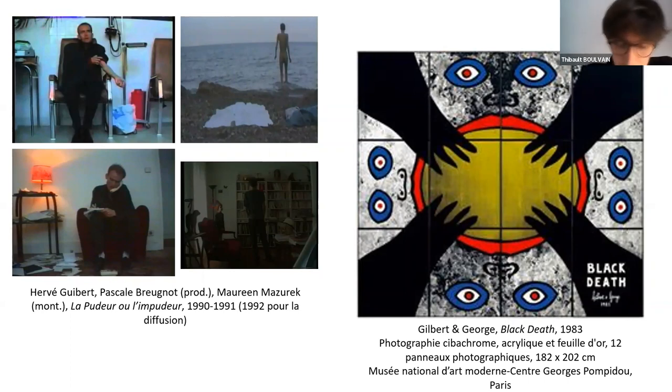I first encountered the image of the sick body of the writer and photographer Hervé Guibert, who filmed himself shortly before his death from AIDS in 1991. Then I encountered Black Death by Gilbert and George. The crisis of the contemporary body, the eruption of a plague in the early 80s, these were two issues that deeply disturbed me. Then I gradually realized that these works were not isolated.